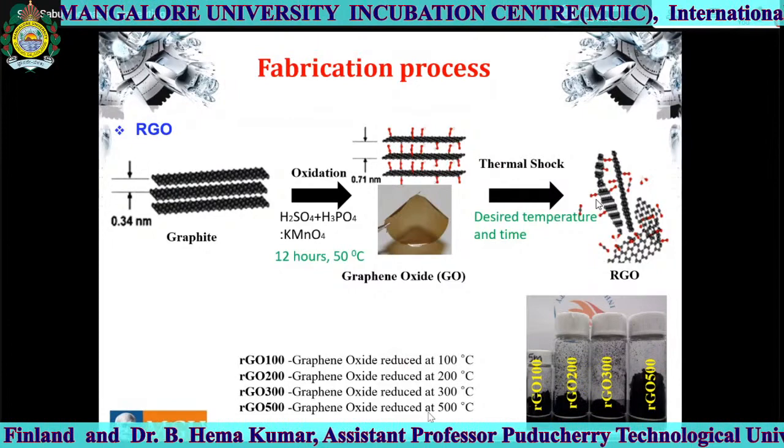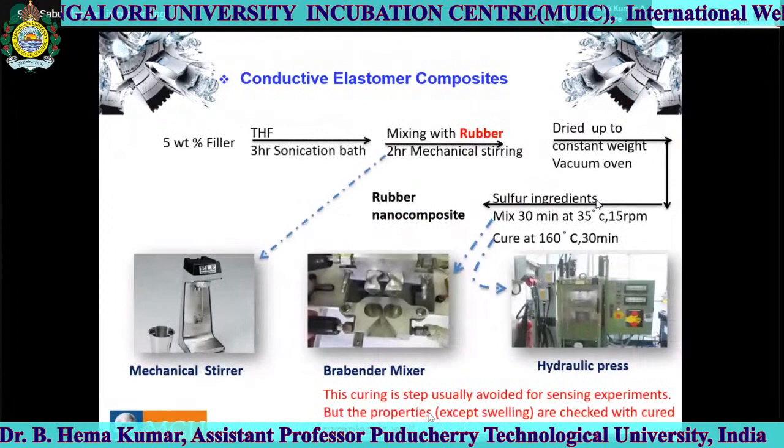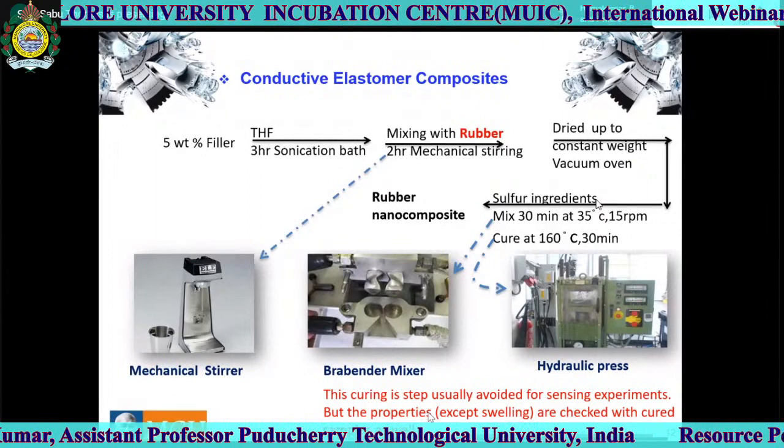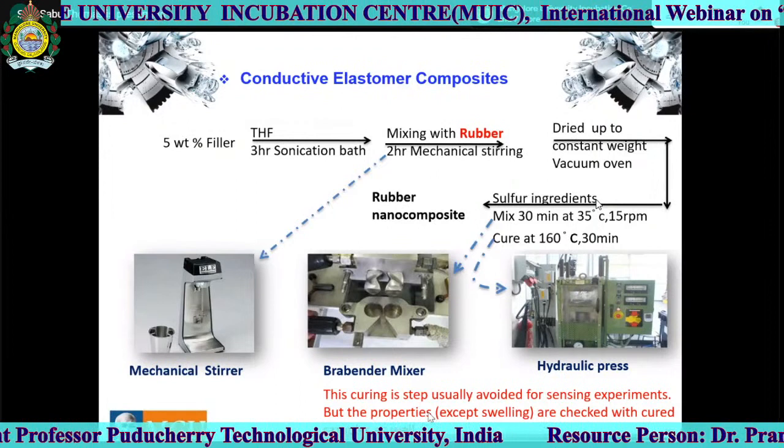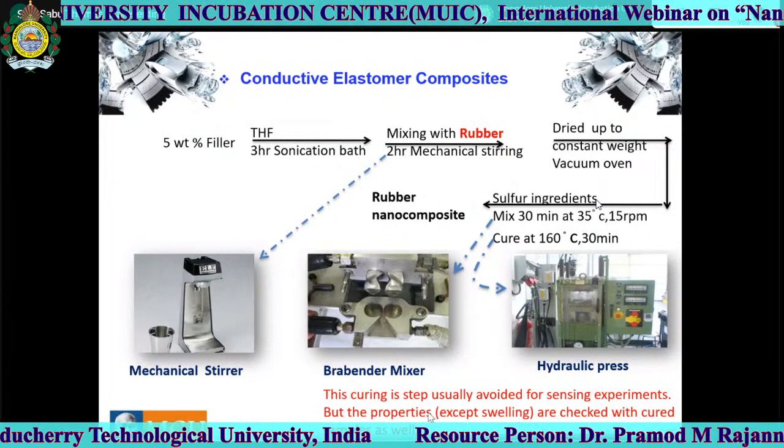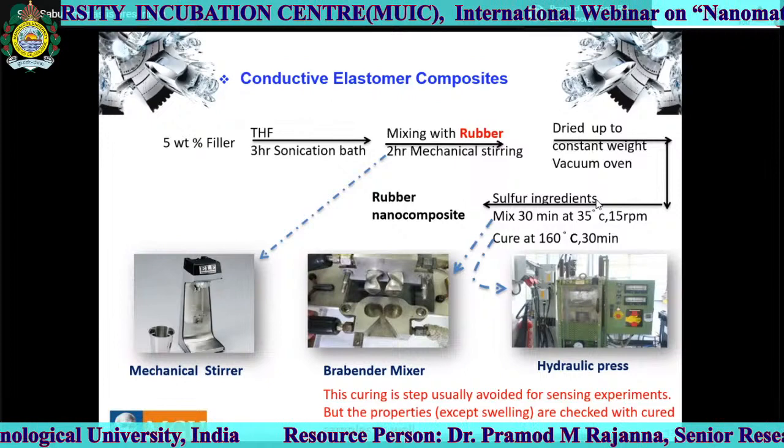I will skip this. How did we manufacture these flexible electronic materials? By two ways: by casting process, by solution casting process. You dissolve the rubber and filler in a suitable solvent and you remove the solvent by an evaporation process. You can also do it by freeze drying process. My PhD students do a lot of freeze drying. You can also do it by mechanical mixing process. So three processing protocols are being used in our study.